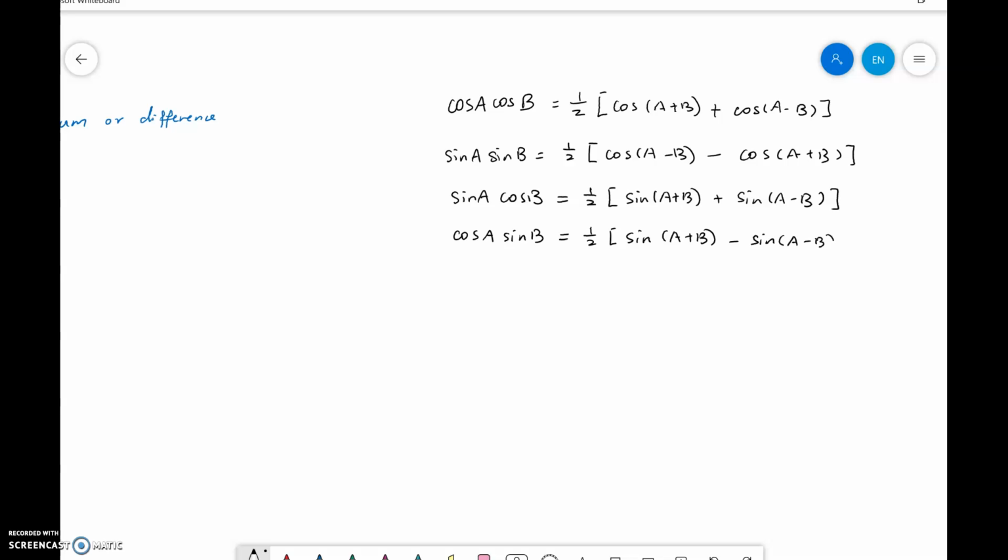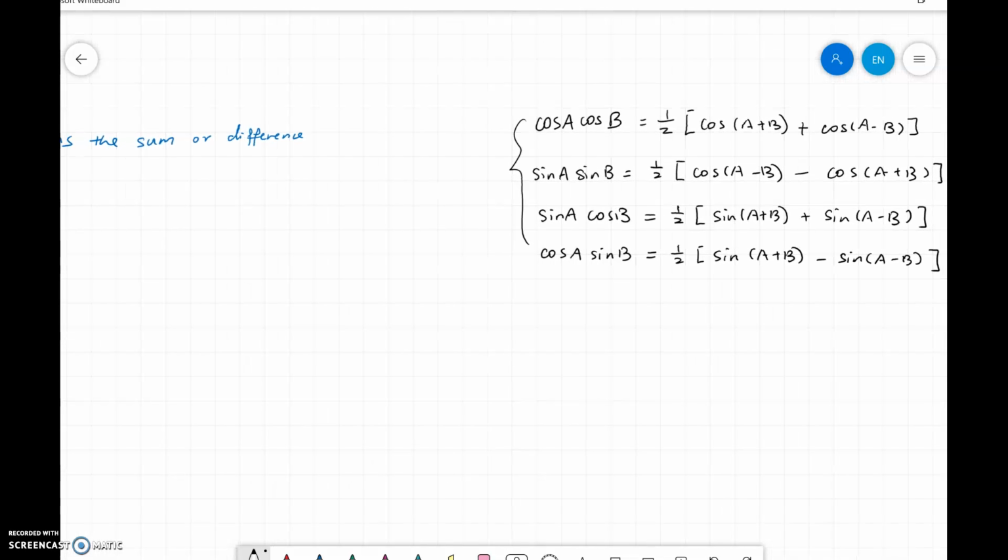For this set of formulas, and also the ones coming in the next videos, you do not need to memorize them. You can use them in your homework and in your exams. I'm not going to require you to memorize them.